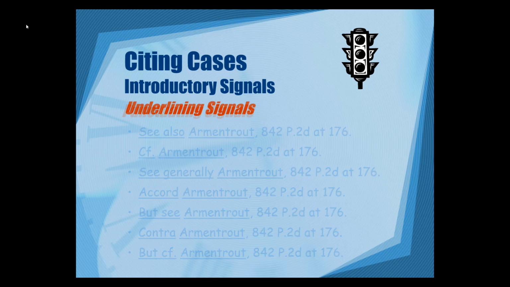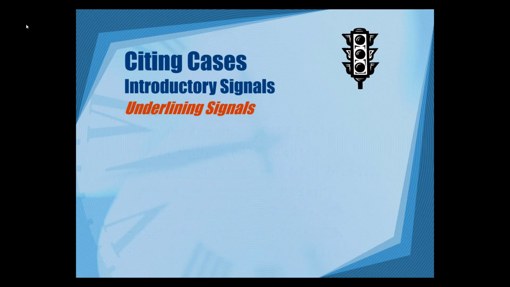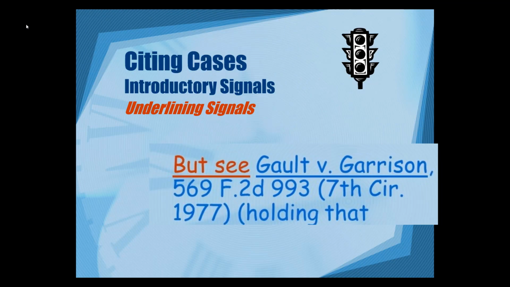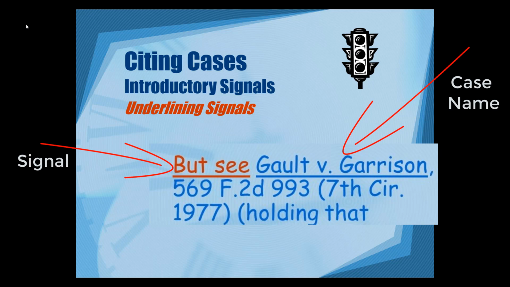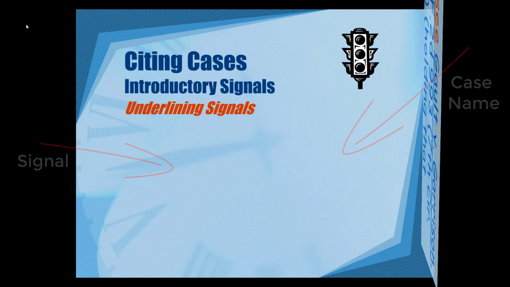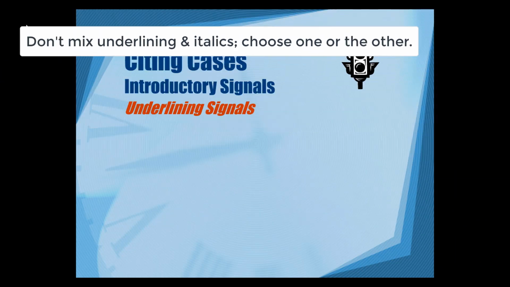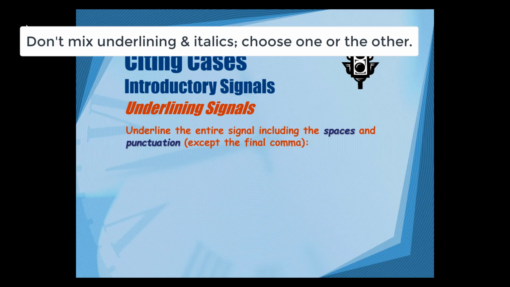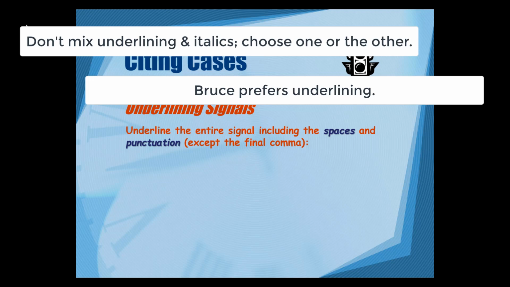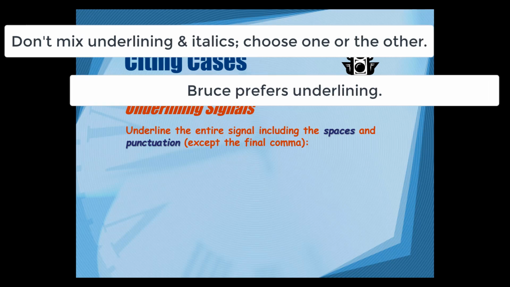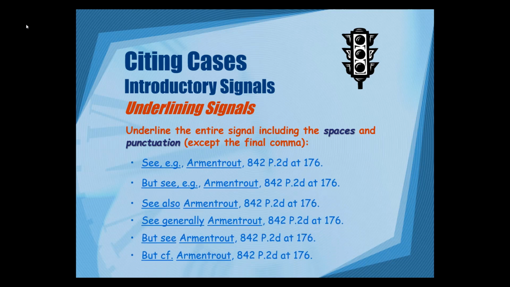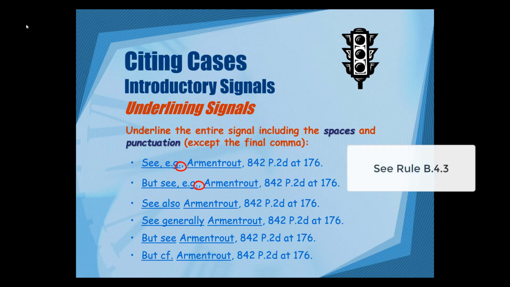As a final note on formatting, you'll also need to either underline or italicize your signals, just like the case name. My rule is to underline the entire signal, including the spaces and punctuation, except the final comma. Some examples will make that rule more understandable. As you can see here, the only thing you won't underline is the final comma.